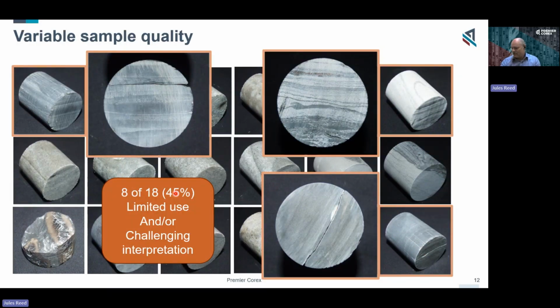So in general, a lot of the samples were very good, but still there's at least 8 out of 18, 45%, that will either have limited use or some challenging interpretation. So 55% of the samples are pretty good, and 45% of the samples may be challenging to interpret and or use.